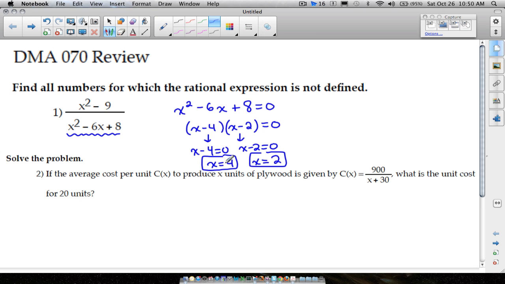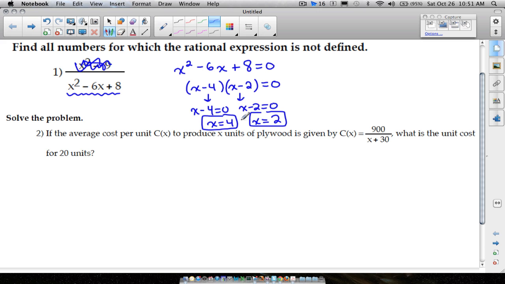Quickly, just plug 4 back in. Watch what happens when you plug 4 into the bottom. Again, don't even worry about the top. 4 squared is 16. 16 minus 24, because 6 times 4 is 24. So 16 minus 24 is negative 8, plus 8 does give you 0 at the bottom. Plugging in 2, we're going to get 0 as well. 2 squared is 4 minus 12, because 6 times 2 is 12. 4 minus 12 is negative 8, plus 8 gives you 0 there as well. So those are the two numbers for x that make that rational expression undefined.